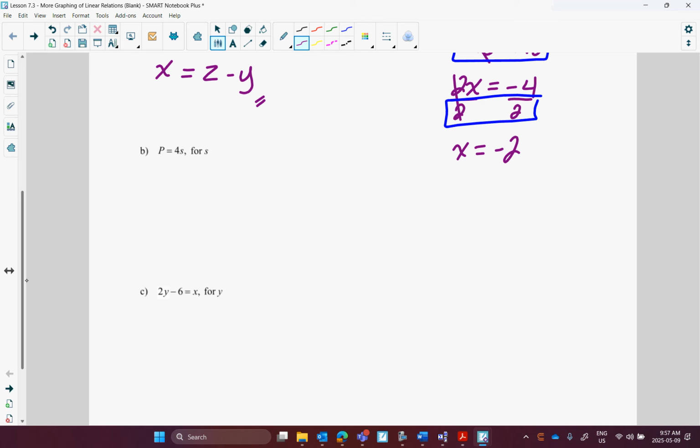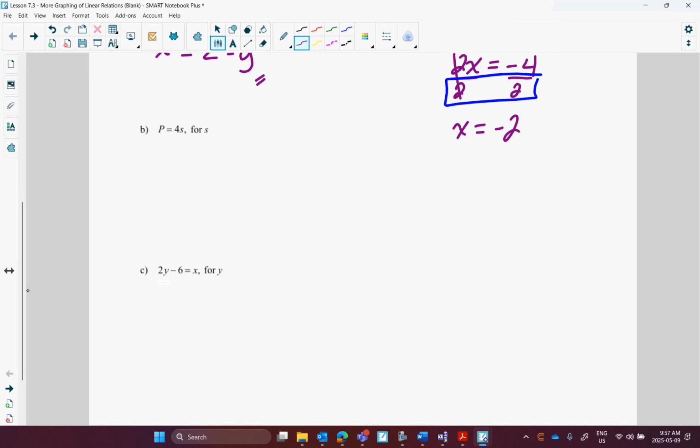Okay. This one. Solve for S. Get S by itself. Is it divide by 4? Not divide by 4S, just by 4, because that leaves S, which means whatever I do to one side, I have to do to the other. P over 4 equals S. You can't go any further. So you stop.